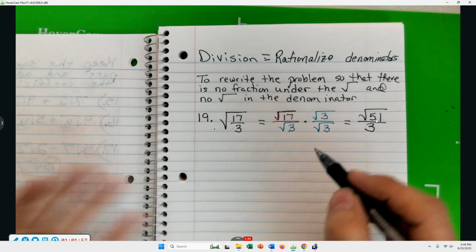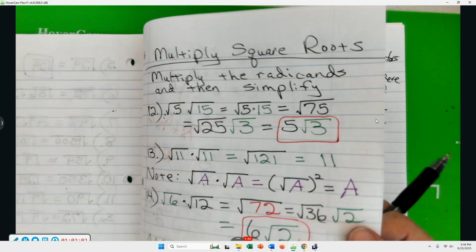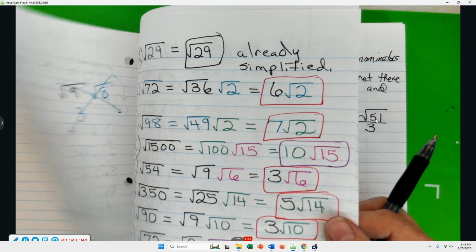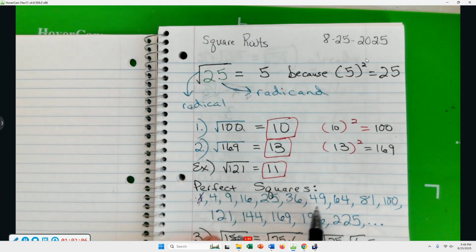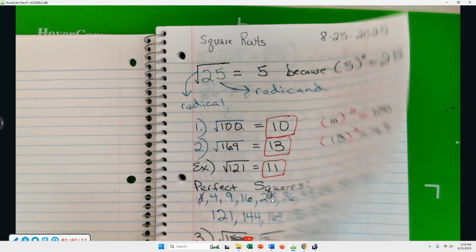Show them my list, Tony. Show them my list. Where? Gosh, was it that many pages? Mm-hmm. Oh. See, there's no way you can simplify square root of 51. There's no perfect square that divides anything.